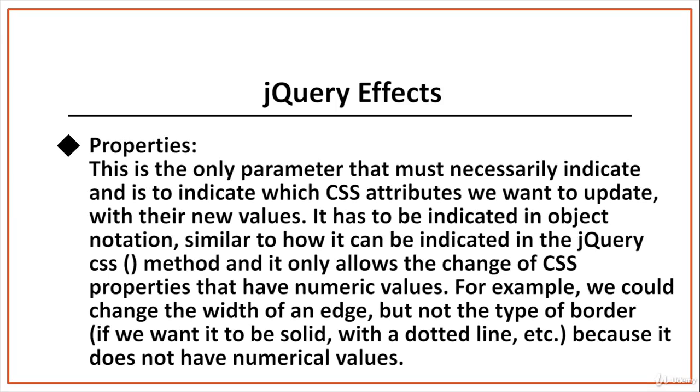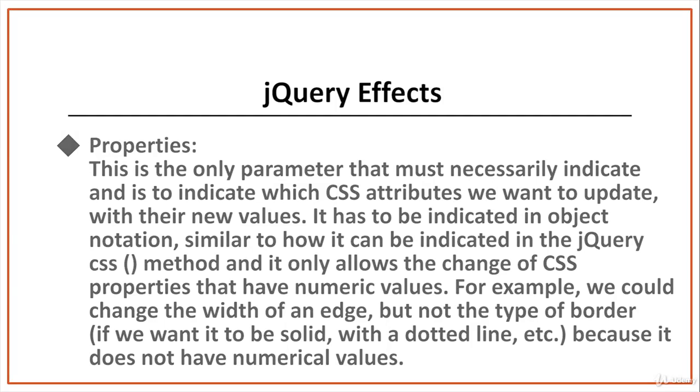Properties. This is the main parameter that must necessarily be indicated, and it indicates which CSS attributes we want to update with their new values. It has to be indicated in object notation, similar to how it can be indicated in the jQuery CSS method, and it only allows the change of CSS properties that have numeric values. For example, we could change the width of an edge but not the type of border if we want it to be solid or dotted, etc., because it does not have numerical values.